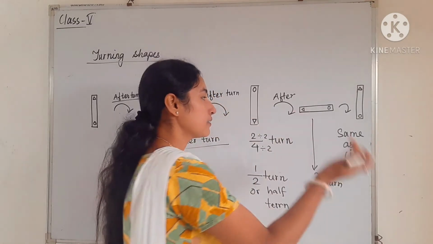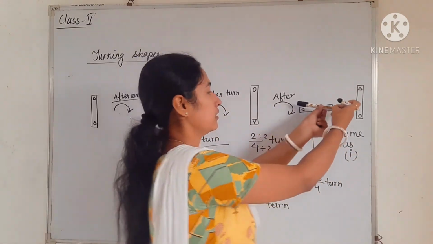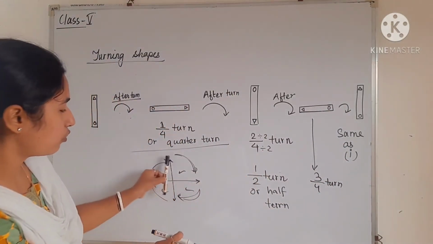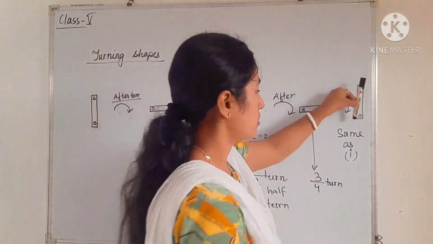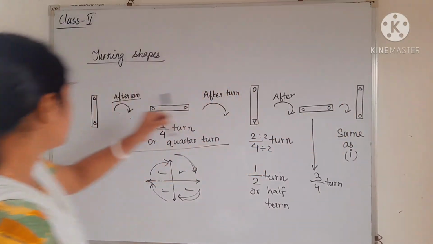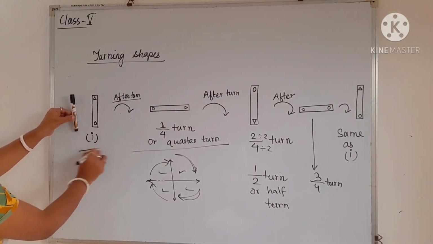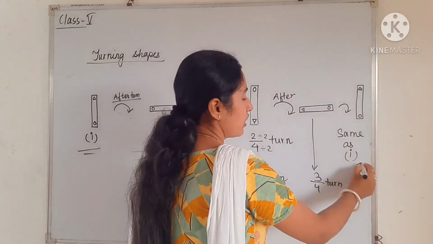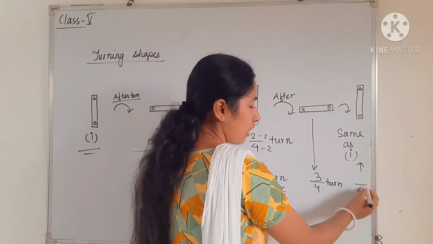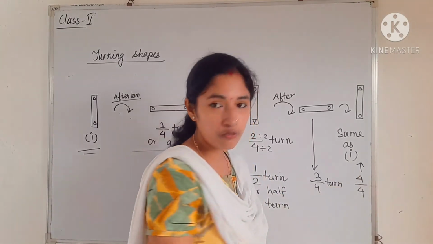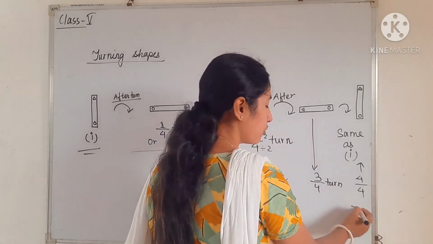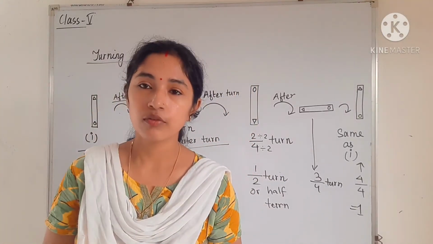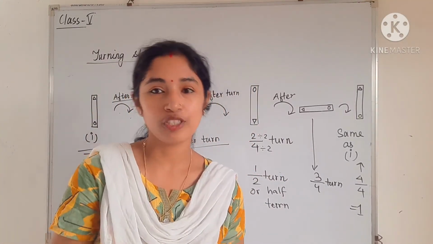Then next, after this, this was like that only. So after turning, we have to go in which position? We have to go like this. So again this is like this one. So see the first figure. First was like that only. So this is same as 1. That means we have covered 4 out of 4 turns. We have covered all the 4 parts. So what will be 4/4? You know, this is 1. That means after 1 full turn, we got the same object again.